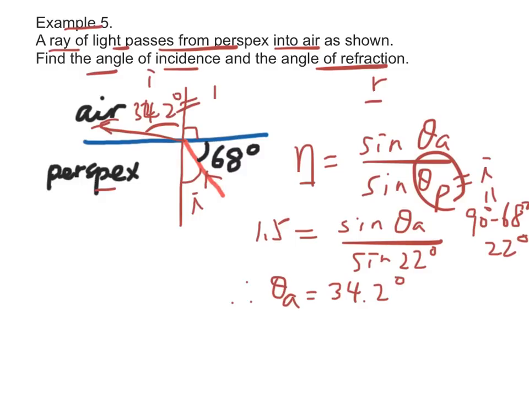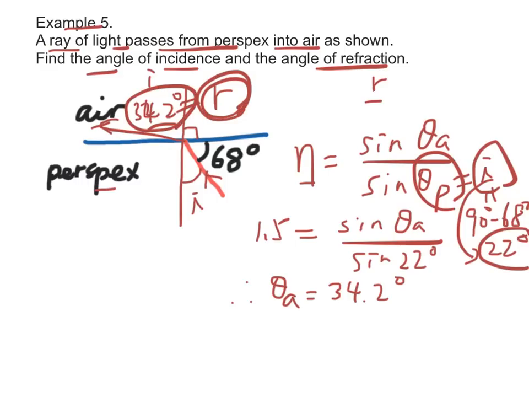Which is equal to angle of refraction, R. Therefore, we have angle of incidence, I, equal to 22 degrees, and angle of refraction, R, equal to 34.2 degrees.